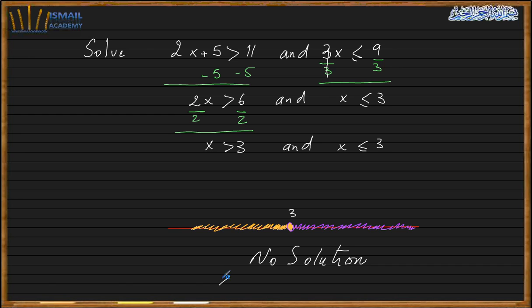If it was x is greater than or equal to 3 and x is less than or equal to 3, in that case we have only one solution, which is x equals 3. But in this case, we have an inequality which prevents us from having any solution for this type of case.